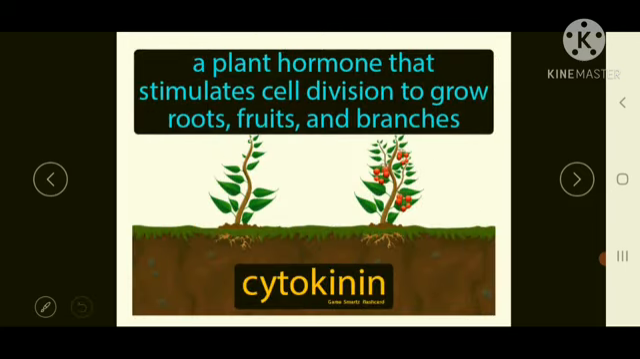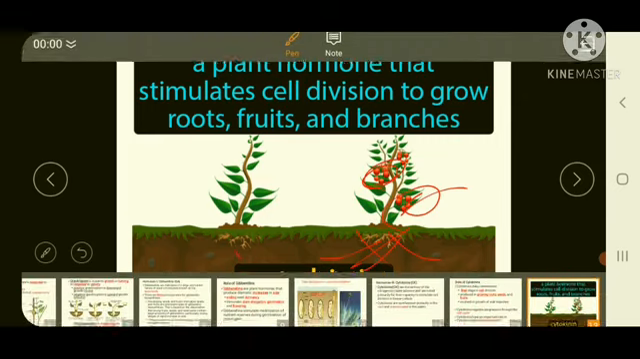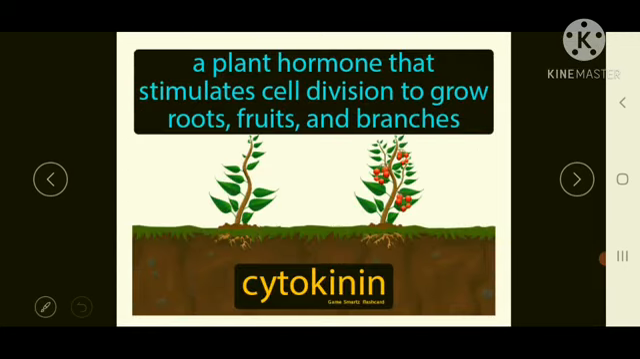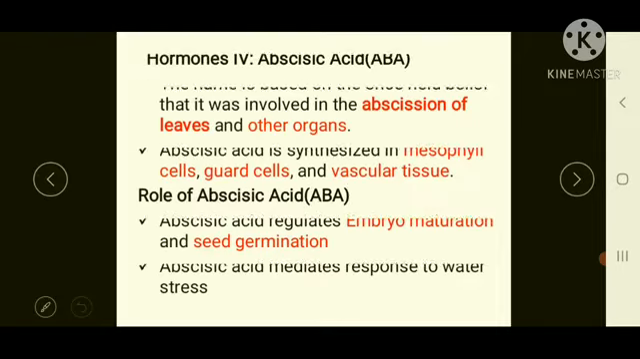Here there is a plant producing a new root, a new branch, new fruits, and also new shoots. This is done by the help of a cytokinin hormone. So cytokinin is a hormone that stimulates cell division to grow the roots, fruits, and branches of the plants.